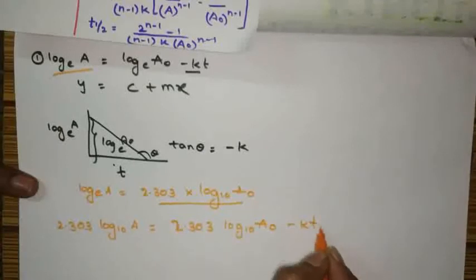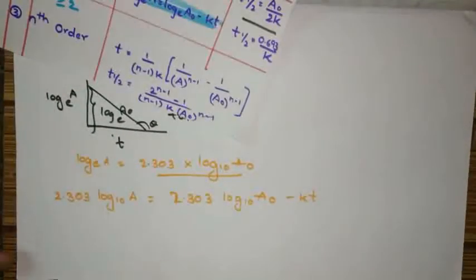Then you will get minus kt. Very important, chemical kinetics. Easy chapter and important chapter.